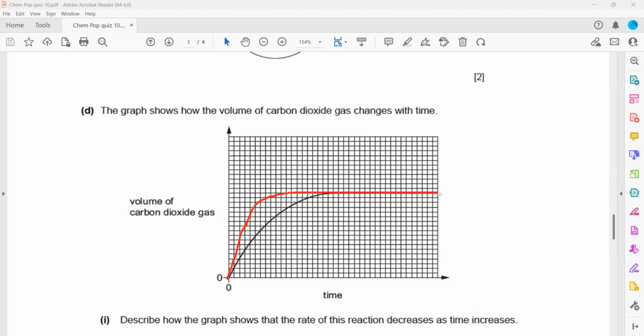Why will it end at the same line, horizontal? Because it shows that this reaction is faster, but the amount of product is not changed as we use the same amount of the reactants.